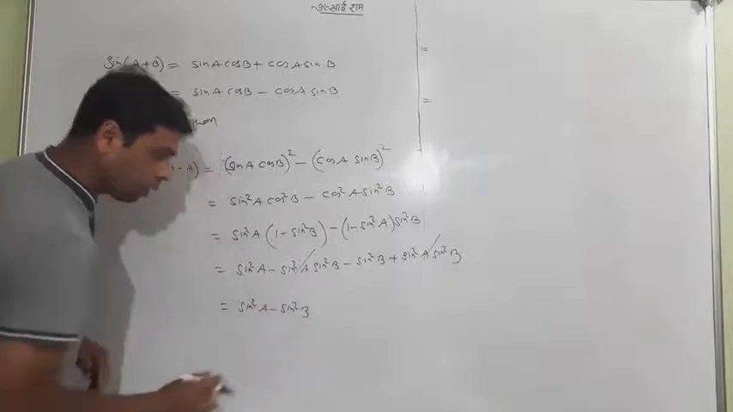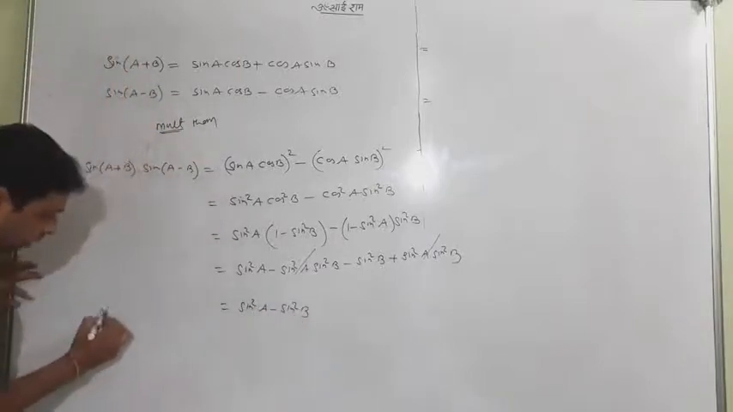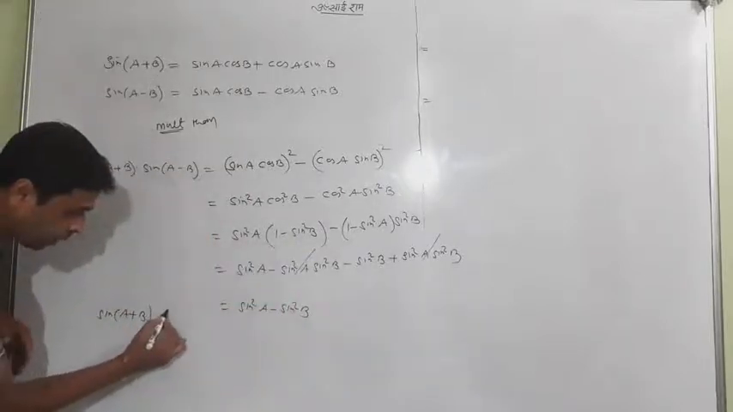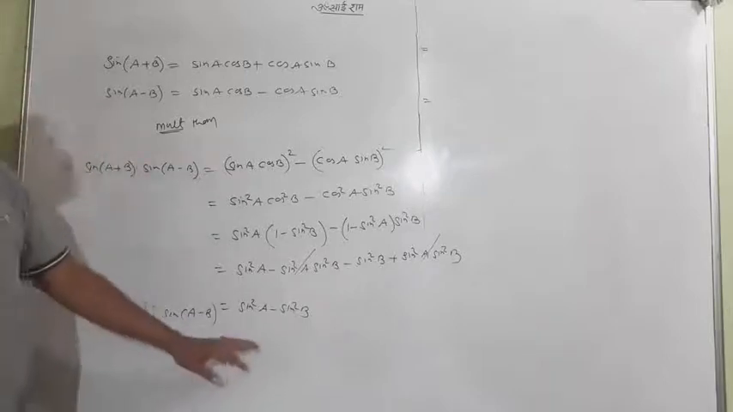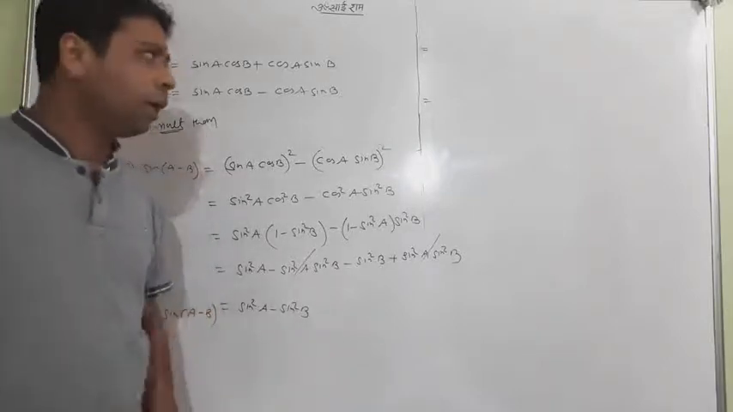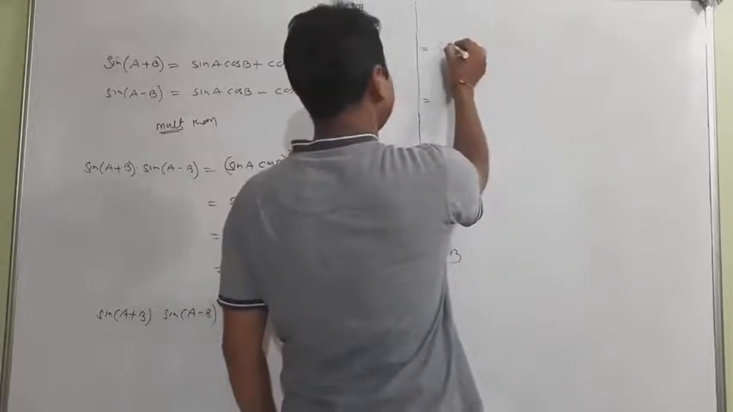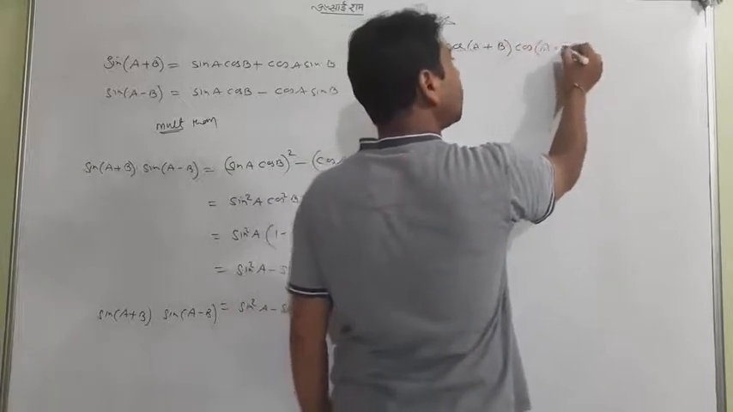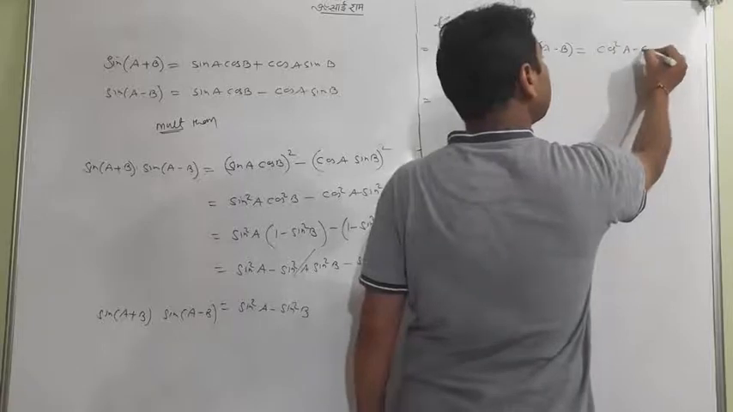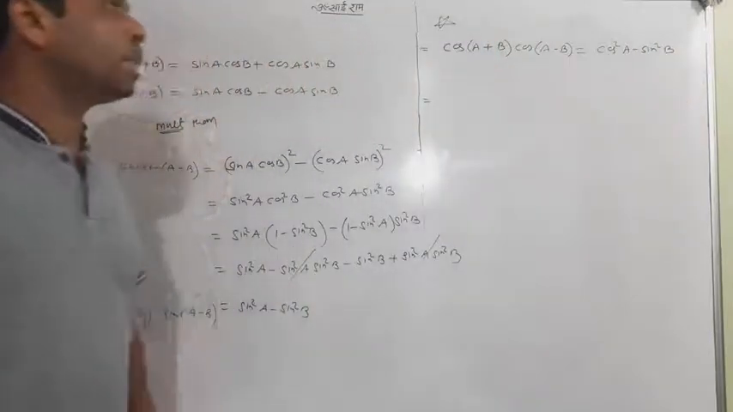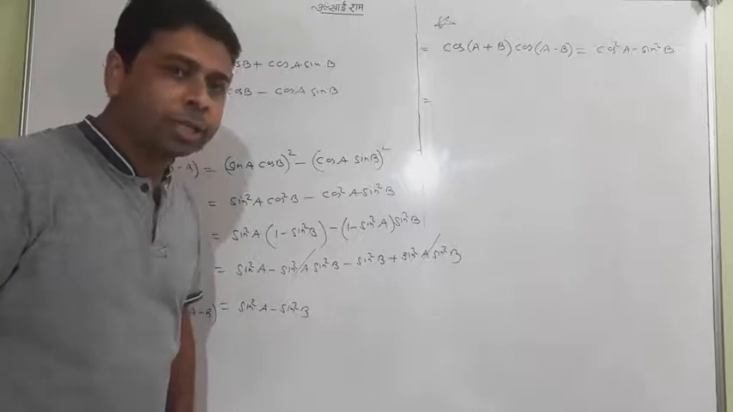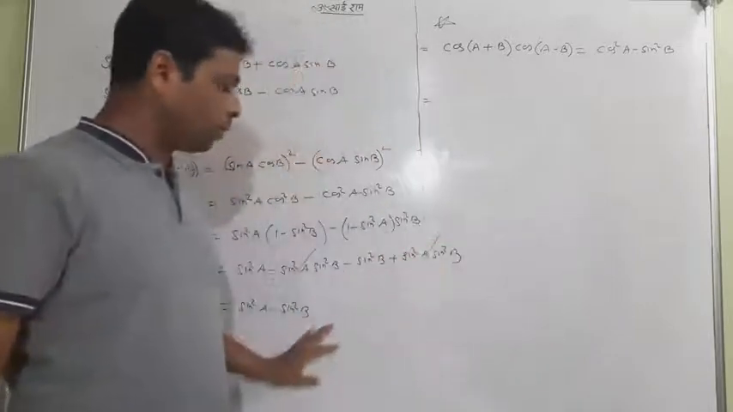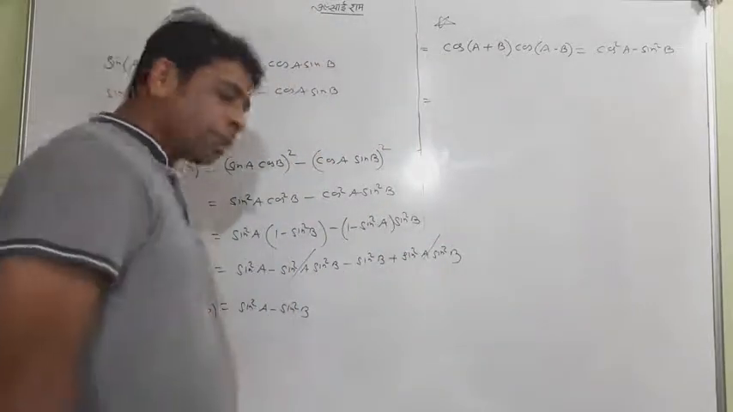So I request you, student, keep this formula in mind and add it to the list of formulas. Sin A plus B into sin A minus B is sin square A minus sin square B. This is a formula. And similarly for cos, write in your copy that cos A plus B into cos A minus B is cos square A minus sin square B. I don't want to discuss more about that. We actually have two formulas of this and two of this. I'm just telling you one formula. This is sufficient.